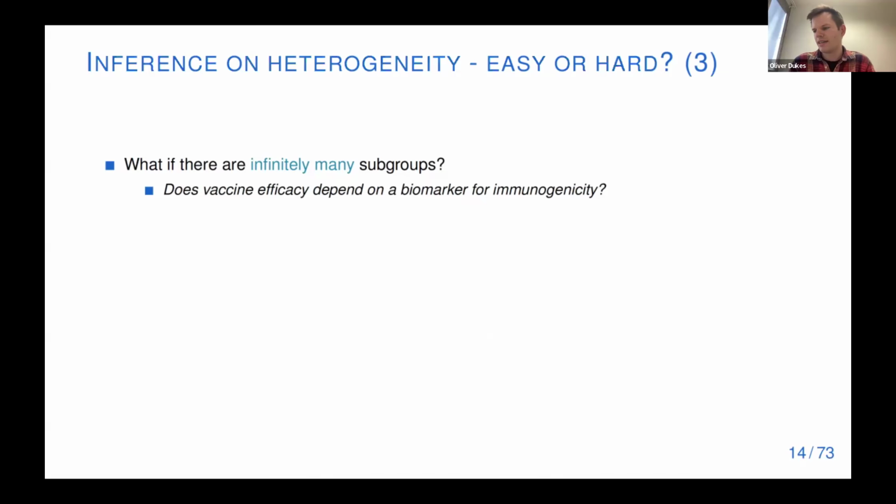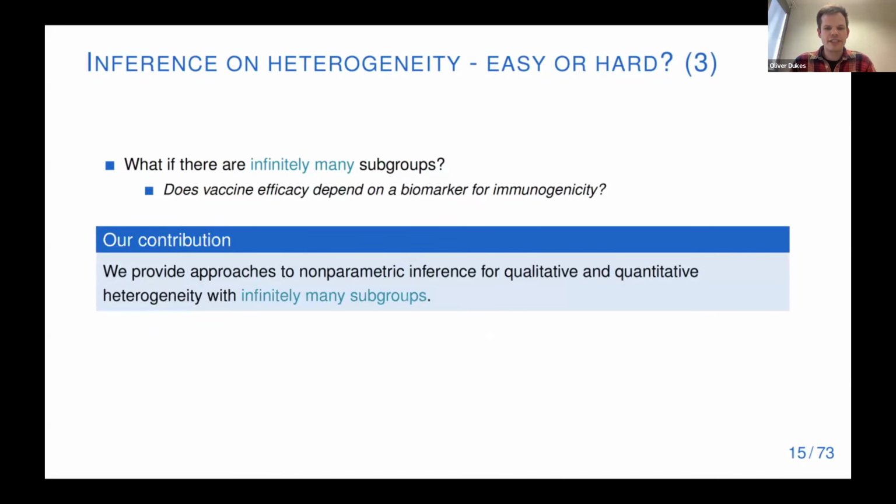Okay, so we have pretty simple methods available to us when there's a small number of subgroups. What if there are many subgroups, and in particular, what if there are infinitely many subgroups? For example, in the vaccine world, we might ask, does vaccine efficacy depend on a biomarker for immunogenicity? There are various ad hoc approaches one could use in this type of situation, but the aim of this project was to provide a principled framework for non-parametric inference for quantitative and qualitative heterogeneity with infinitely many subgroups. Of course, infinitely many subgroups will occur if we have continuous covariates.